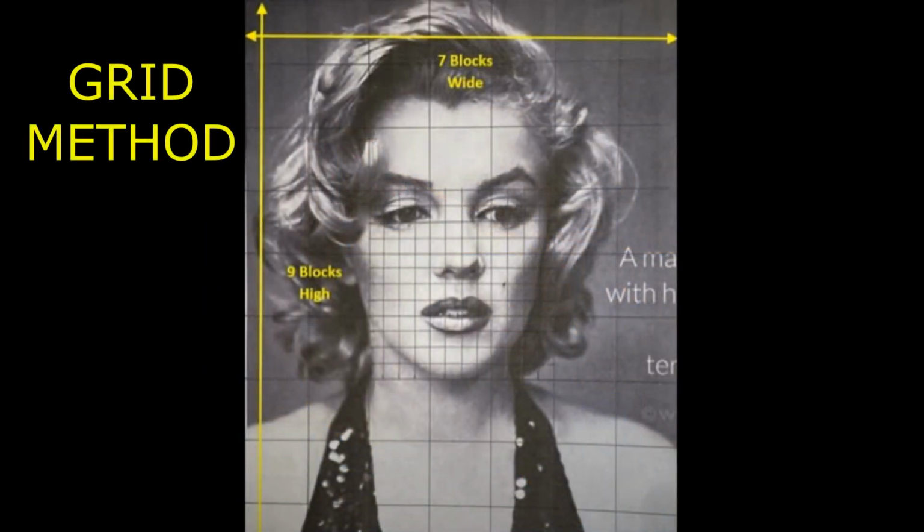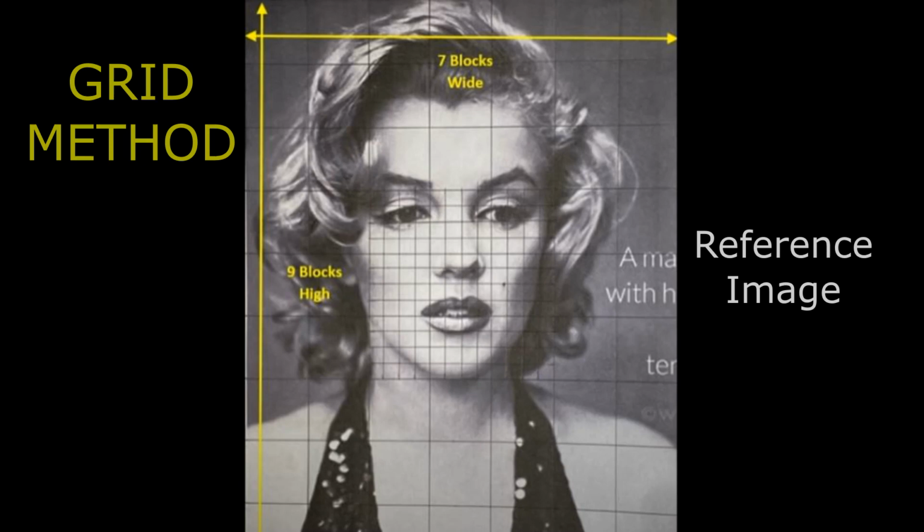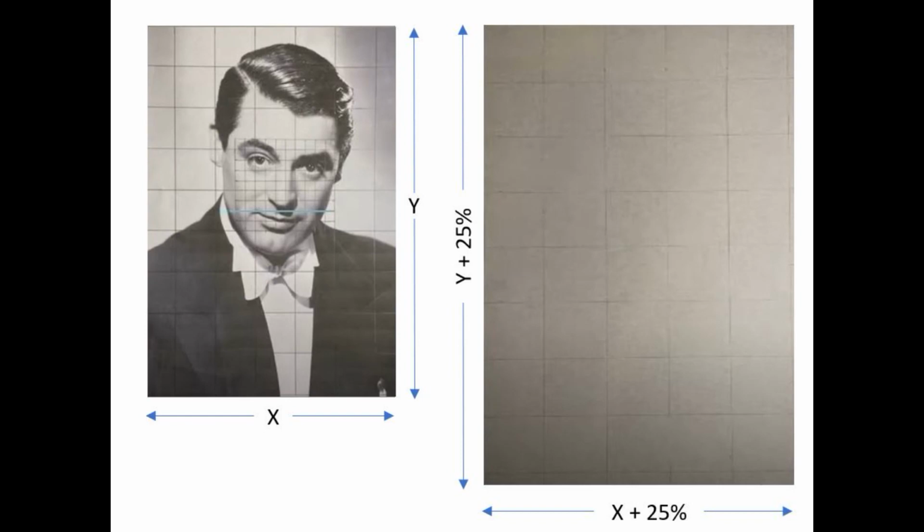This well-known approach involves drawing matching grids on both our reference image and drawing surface. If the dimensions of the reference image and drawing surface are different, then the grid on the drawing surface or reference image will need to be scaled up or down accordingly. For example, if the drawing paper is 25% larger than the reference image, then the grid on the drawing paper will need to be scaled up by 25%.